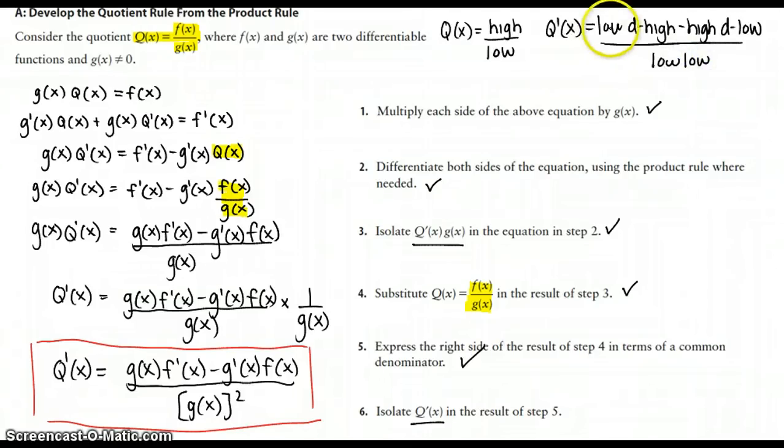So what this means is take the function in the denominator, low, multiply it by d high, which means derivative of high, minus the function in the numerator, high, times the derivative of low, d low, and then divide it all by low times low, which is the denominator times itself. Low d high minus high d low over low low. Some people use it, and if it helps you, then go for it.